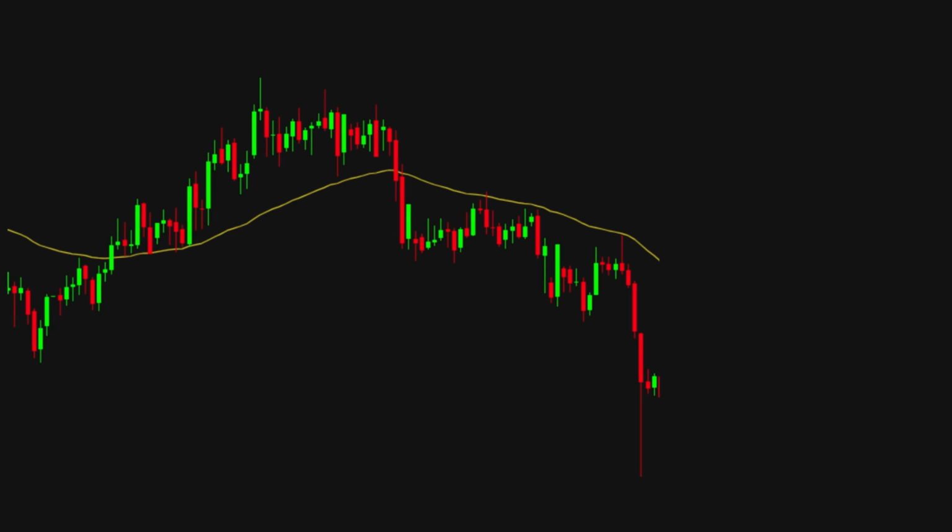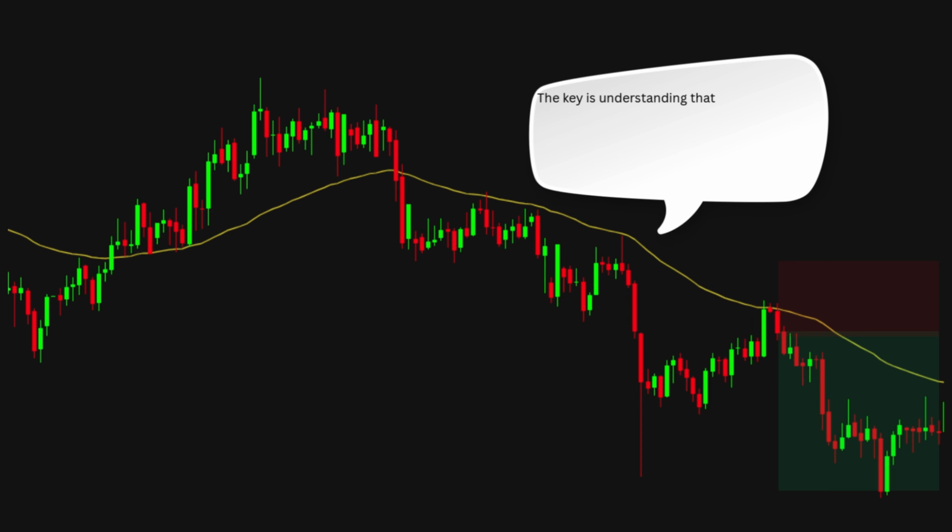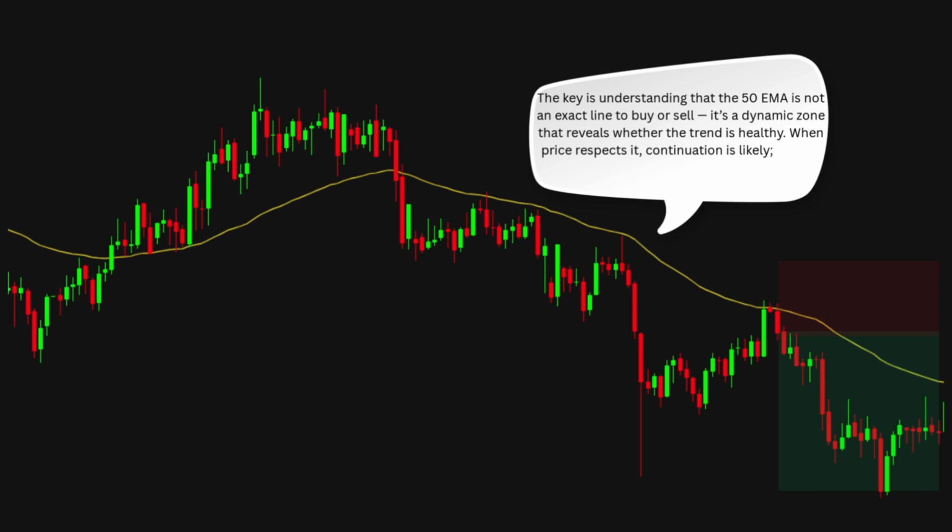In a bearish market, the logic is flipped. Price must stay below a downward-sloping 50 EMA, pull back into it, and show bearish rejection before entering short, with the stop loss above the recent swing high and targets aligned with structure or fixed RR. The key is understanding that the 50 EMA is not an exact line to buy or sell. It's a dynamic zone that reveals whether the trend is healthy. When price respects it, continuation is likely. When it breaks and holds on the other side, structure has changed.